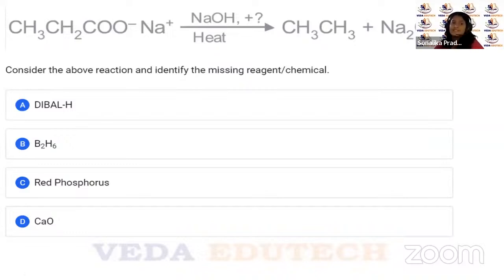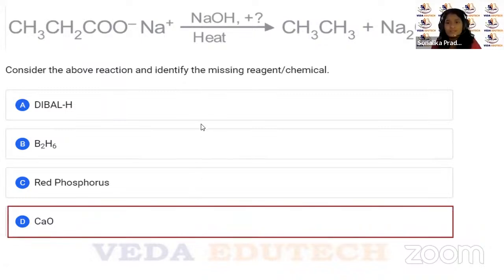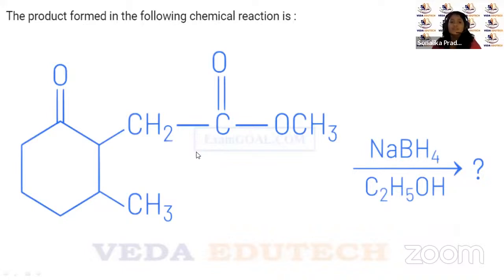Now again, next question on your screen. As you can see, this is your sodium salt of acid, and you are converting it into CH3CH3. Which reagent is that which reduces the number of carbons from the parent and gives you this? This is nothing but your calcium oxide. This is a direct question from NCERT. So now try this one, children.